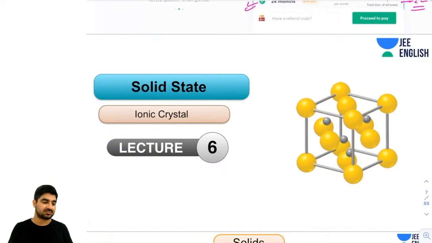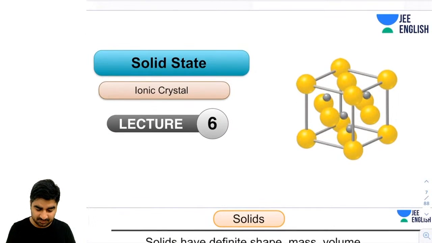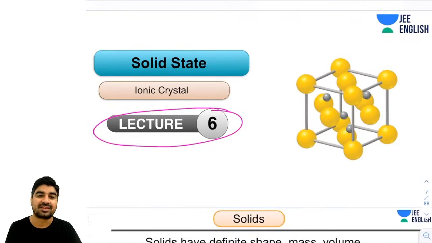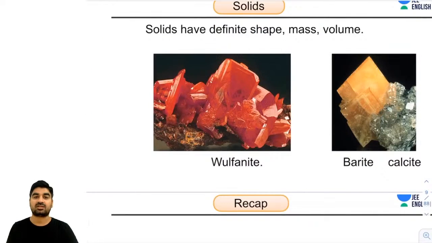Okay. So now let's start. So we were doing the ionic crystals. Now we have this lecture number 6. Already we have covered 5 lectures. So first I will teach you some ionic crystals which are left, and then we will solve some problems over it. Okay guys. So what are solids?